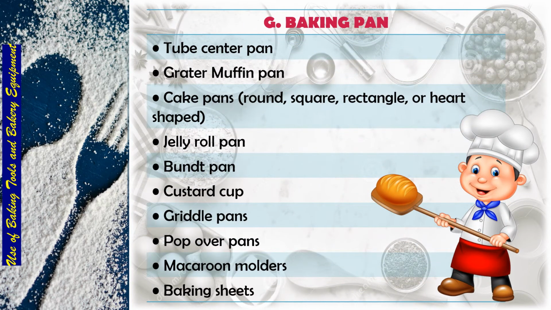And the last one is the baking pan. These are the different baking pans in baking and pastry production. So we have the tube center pan, the muffin pan, cake pans, round, square, rectangle, or heart shape, the jelly roll pan, the bun pan, custard cup, griddle pans, the pop-over pans, macaron molders, and the baking sheets.